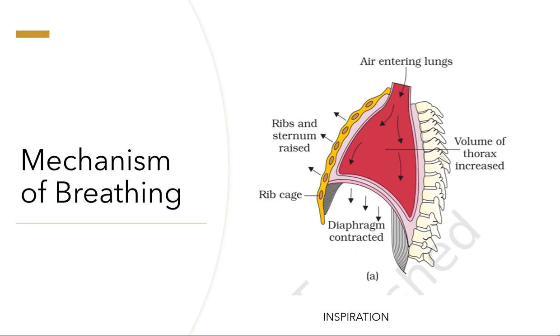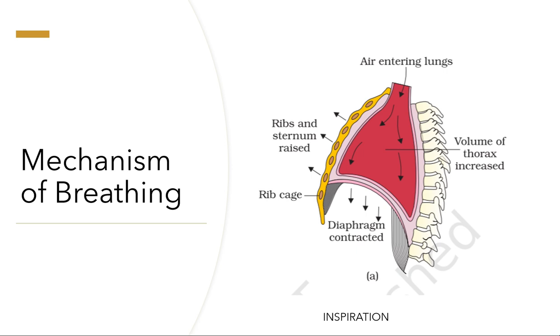And next are the external intercostal muscles. As I have told you, these are present between the ribs. These muscles contract and pull the ribs and sternum upward and outward, thus increasing the volume of the thoracic cavity. And third are the abdominal muscles. These muscles relax and allow compression of abdominal organs by the diaphragm. The abdominal muscles play a passive role in inspiration. Basically, their main role is in expiration. So the muscles of the diaphragm and the external intercostal muscles are the principal muscles of inspiration.